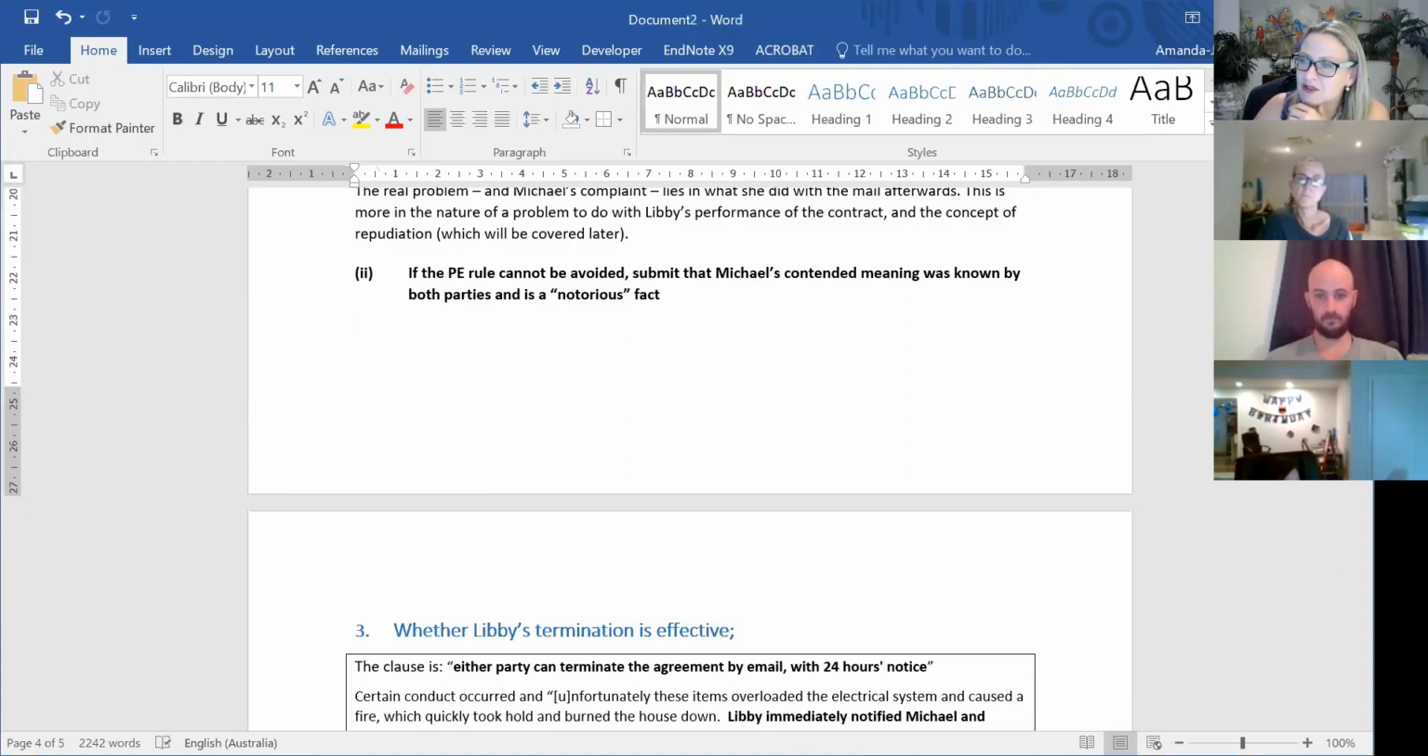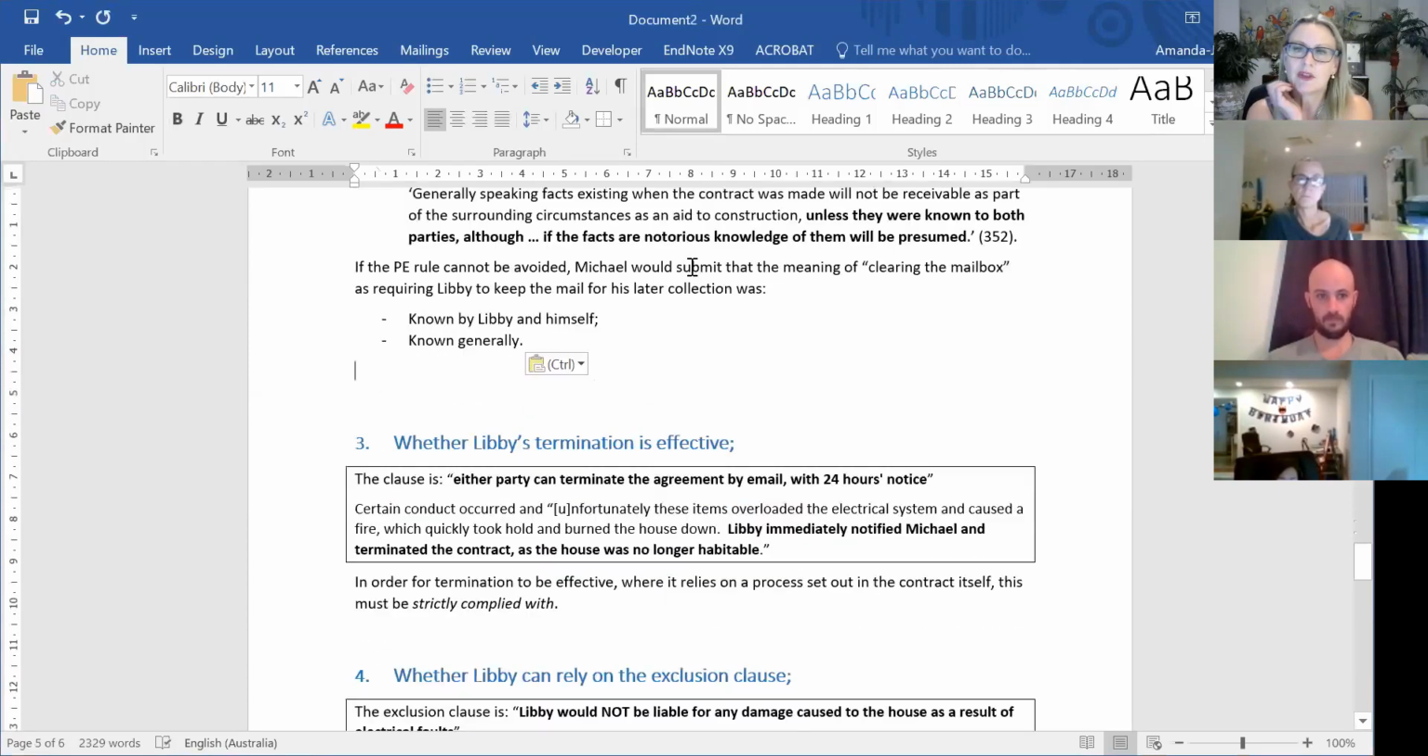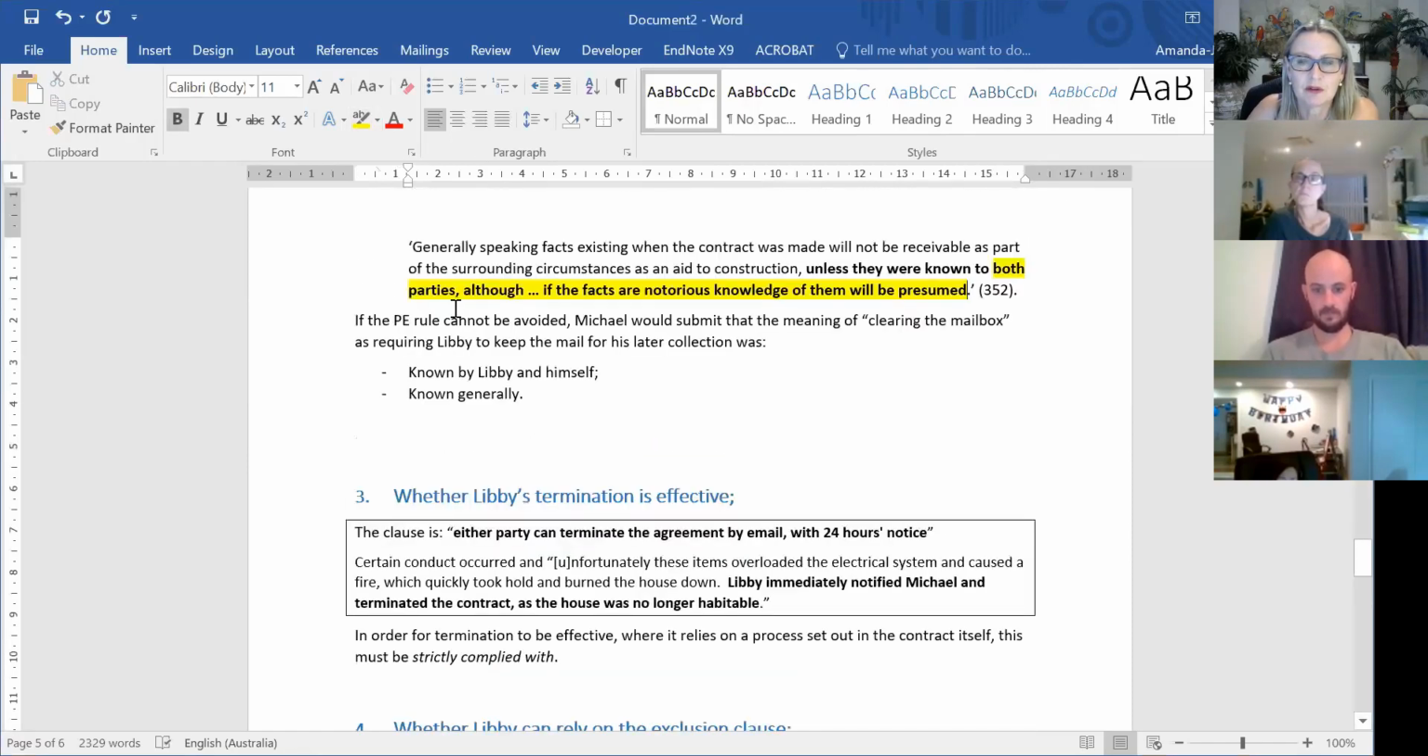Okay, we have this nice little comment by Mr Justice Mason in Codelfa, where he says, generally speaking, facts existing when the contract was made won't be receivable, obviously because of the parole evidence rule, as an aid to construction, unless they were known to both parties. Although if the facts are notorious, knowledge of them will be presumed. So the parole evidence rule will cut in to stop everything else from any other extrinsic evidence, except if both the parties knew this fact and or it was notorious.